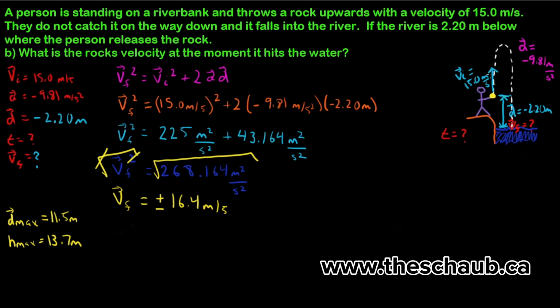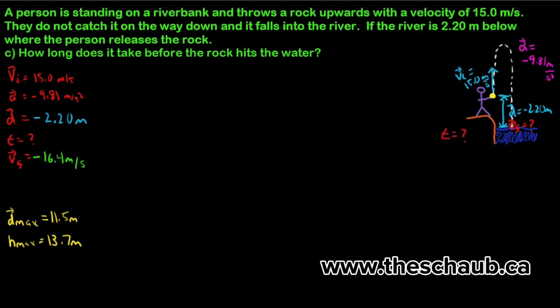In physics, only one of these is correct, so we have to look at our actual problem. We've defined up as positive and down as negative. When the ball hits the water, it's going downwards. So that means our final velocity is negative 16.4 meters per second. We add this value to our list of variables, so negative 16.4 meters per second. And we're now ready for part C.